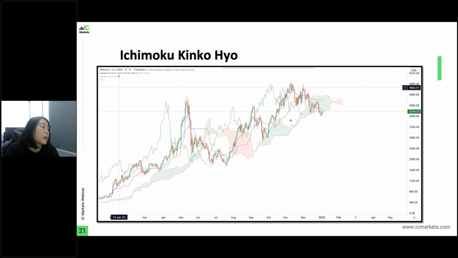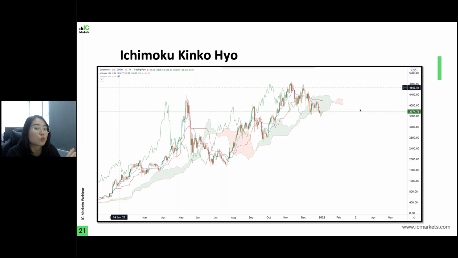So it used to be a bullish momentum. You see a red cloud, it's kind of Ichimoku's way of telling you that there is a chance that a downtrend is going to start. So Ichimoku is only one indicator, but it's one indicator that gives you a lot of information.